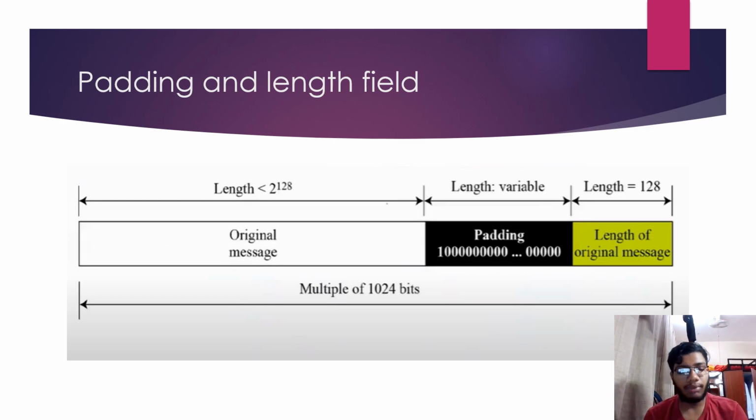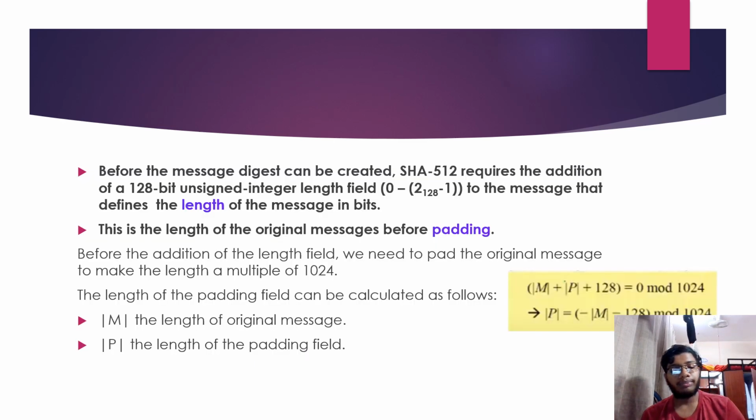How do we do the padding? We take a one followed by multiple zeros. This is how we will be doing it. Before we create the digest, we need the length field to be computed, which is the original input message length. We express that in 128 bits. That is the length of the original message before padding.